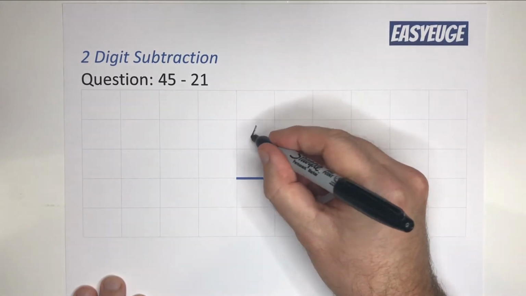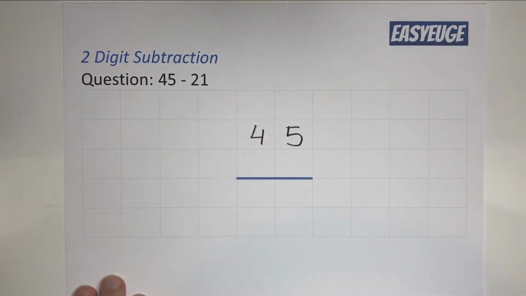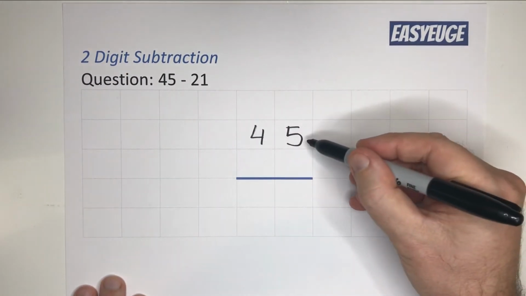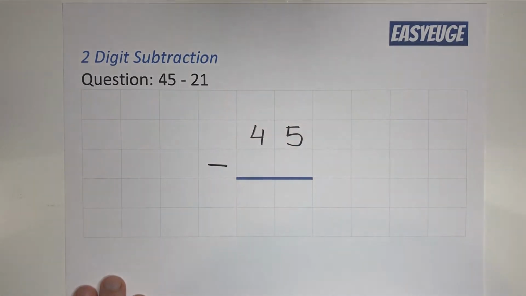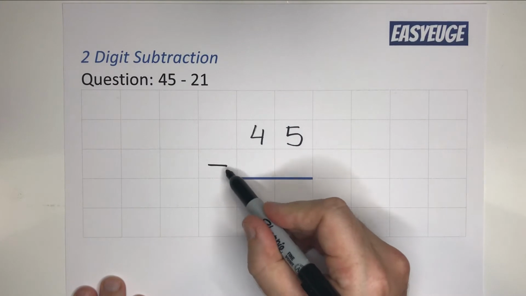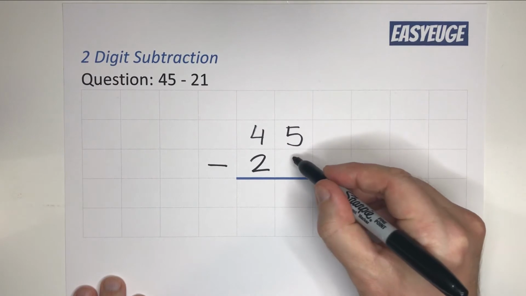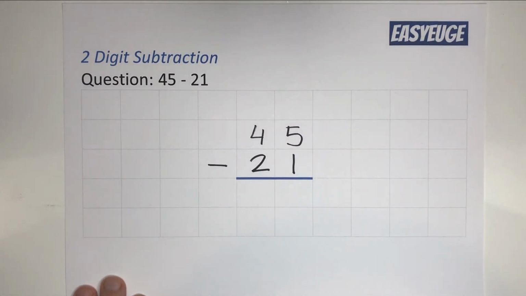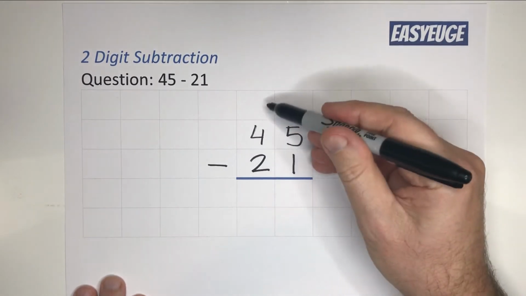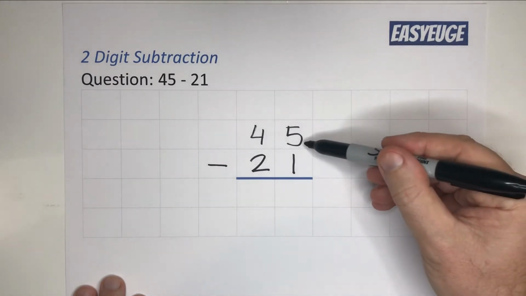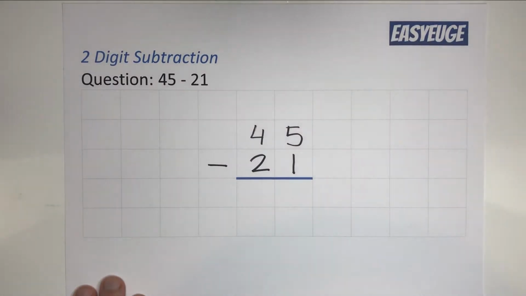So let's write down 45. That's the first number here. We've put the 4 in this box and the 5 in this box. And over here we will show the symbol for subtract because that tells us what we're doing with these two numbers. And let's write down the number 21. So here we have the units, again, are in this column, and the tens are in this column. So it's 45 subtract 21. Exactly the same as the question.